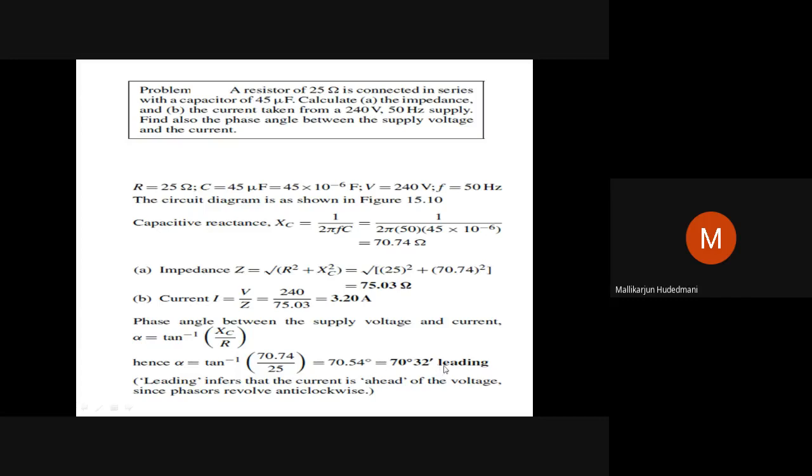But can you see something written here? Leading. What is the meaning of this leading? Leading means the vector of current is ahead of the vector of voltage. This is because the element in the circuit is a capacitor. Capacitor witnesses leading, so leading is written. This is to get the attention of the examiner. You know the fundamentals very clearly like that. So you think here XL can be taken and one numerical can be planned.